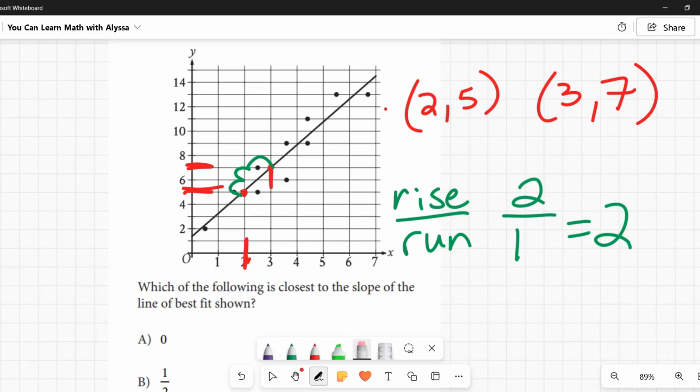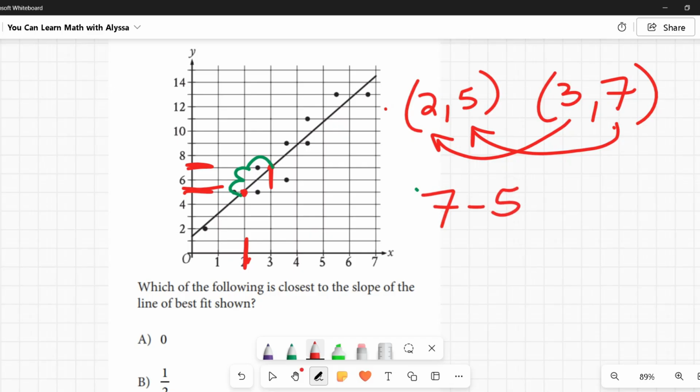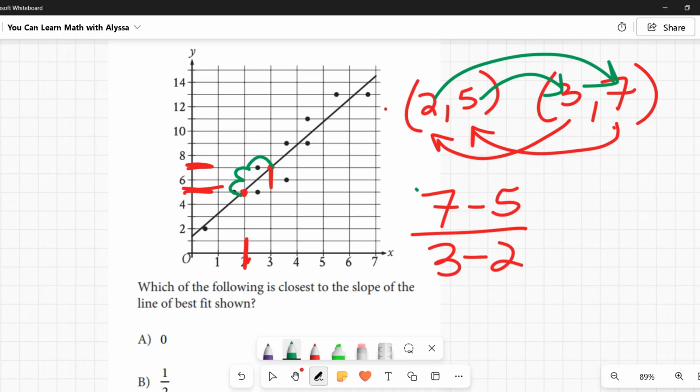If you do the change in y over change in x equation, you start with either one of these points. It does not matter which one. I'm going to start with the one on the right, and I'm going to subtract the ones that are on the left. Change in y goes on top, so 7 minus 5, and on the bottom, 3 minus 2. I absolutely could have chosen to do 5 minus 3 over 2 minus 7. You will get the same answer.